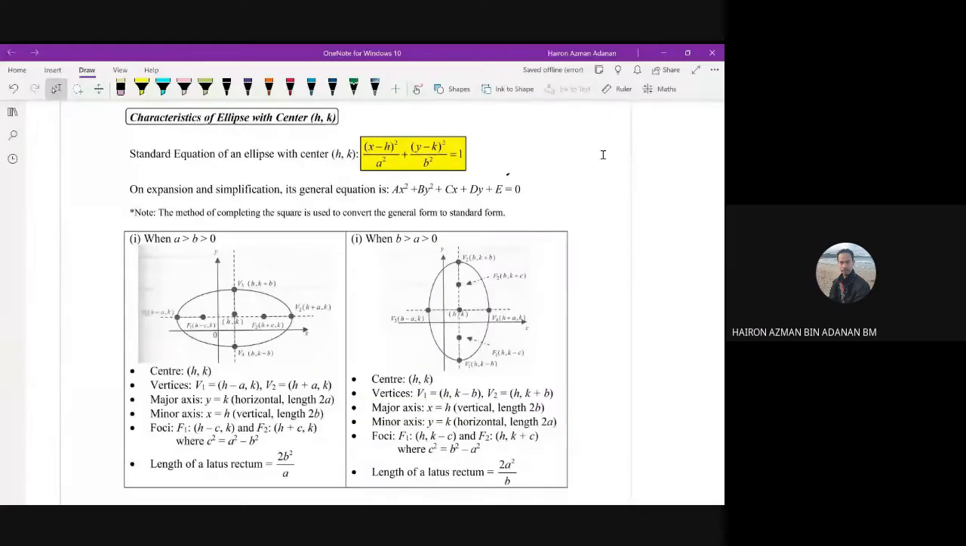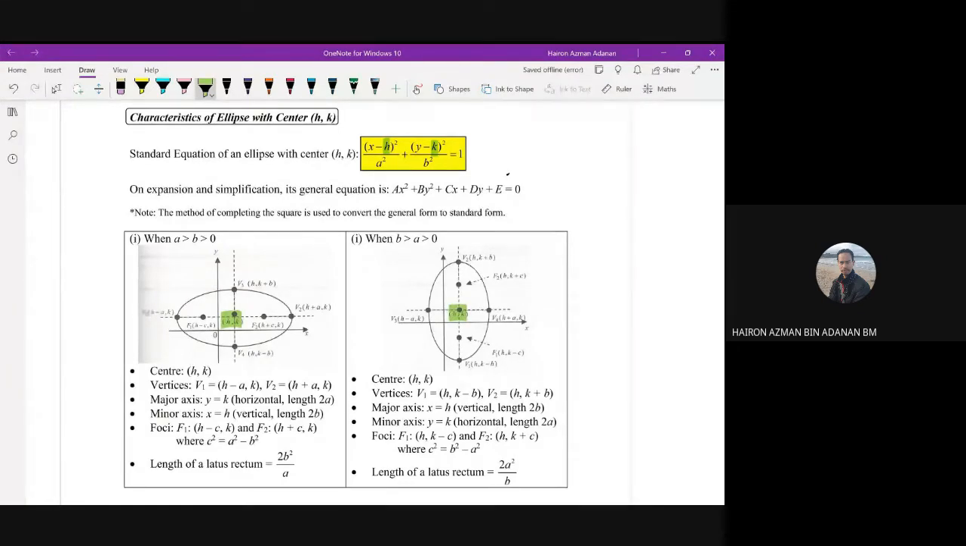Center 0, 0, the value of HK is 0, 0. Now, the center is HK. So what is the difference? Just put the values H and K here. Okay, H here. I recall back to the last lecture: center HK, this one is center HK.